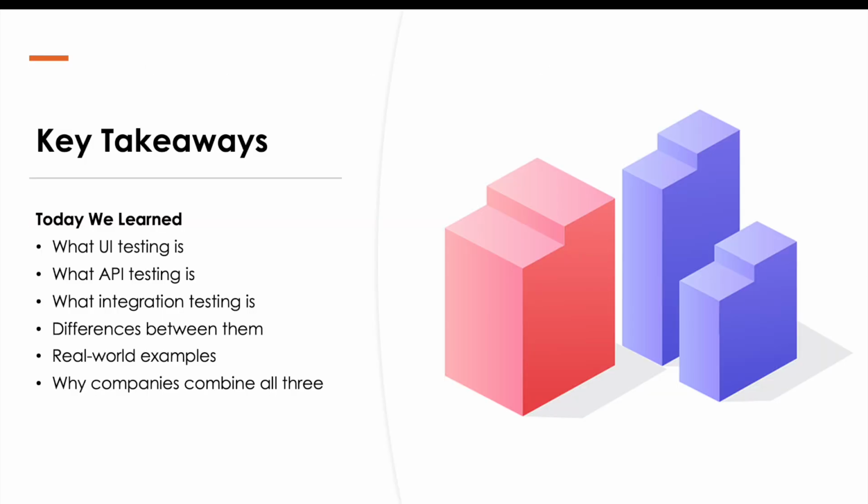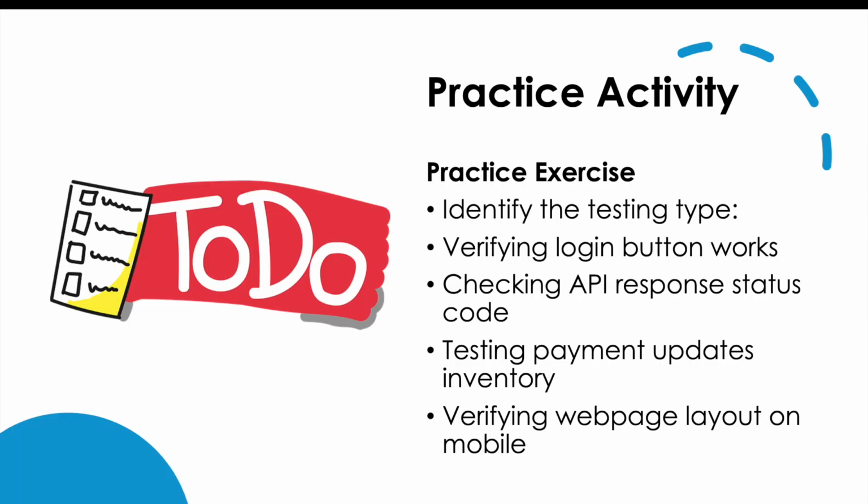Key takeaways. Today we learned what UI testing is, what API testing is, what integration testing is, differences between them, real-world examples, and why companies combine all three. So your practice activity is to identify the testing type: verifying the login button works, checking an API response status code, testing payment updates inventory, and verifying web page layout on mobile.